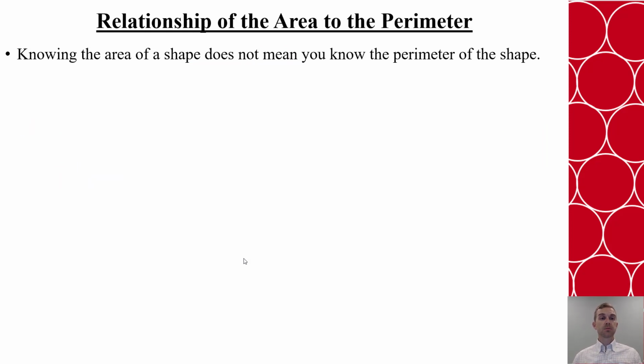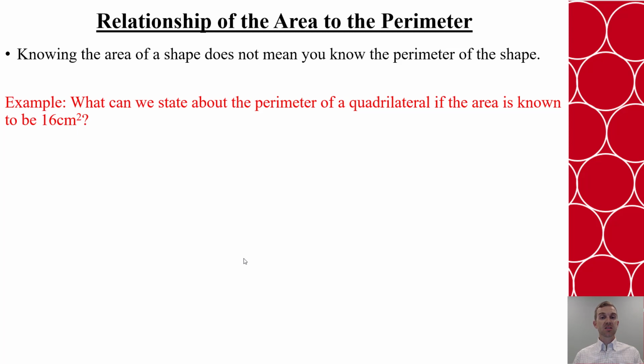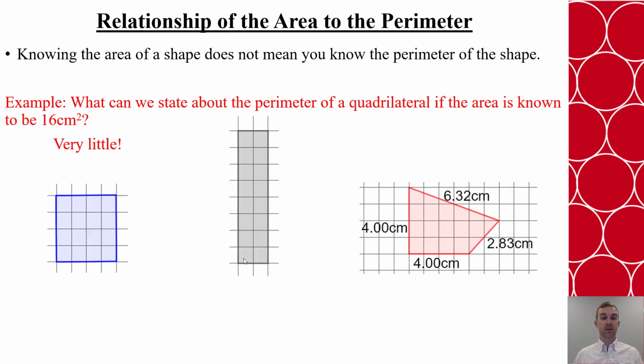Now, people often wonder, is there a relationship between the area and the perimeter? However, if we know the area of a shape, that doesn't necessarily mean we know the perimeter of the shape. So consider we know that we have a quadrilateral, and we want to say something about the perimeter if we know the area of the quadrilateral is 16 square centimeters. It doesn't tell us very much, and let's look at 3 examples to show us why.